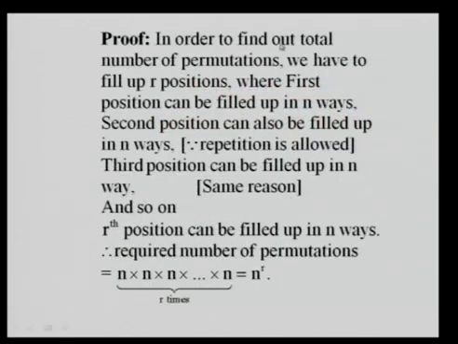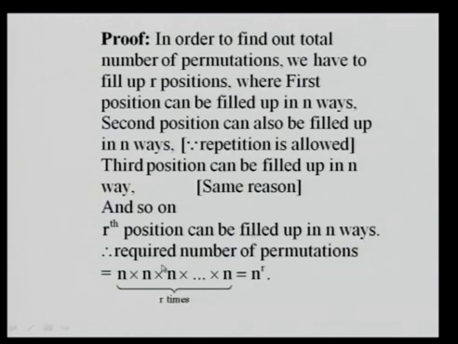In order to find out total number of permutations, we have to fill up r positions, where the first position can be filled up in n number of ways. Second position can also be filled up in n number of ways because repetition is allowed. We can also repeat the digits that we have already used at first place. Third position can be filled in n ways because repetition is allowed, and so on. The rth position can also be filled with n number of ways.